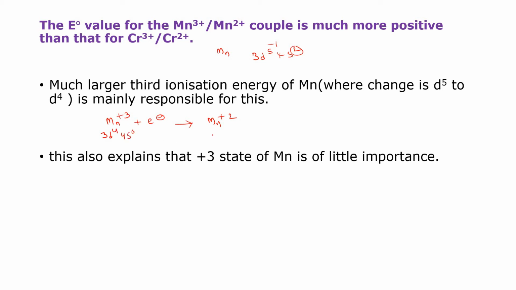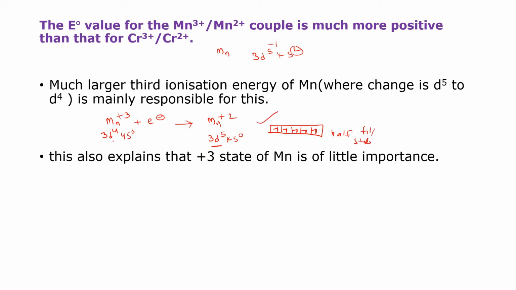What about Mn^2+? I have to remove only 2 electrons. Now what configuration will I get? 3d5, 4s0. Now tell me, this 3d5, which type of configuration is it? 3d5 is a half-filled configuration. This will be in a half-filled configuration. Half-filled is always what? Stable. Always stable. So this reaction readily takes place.